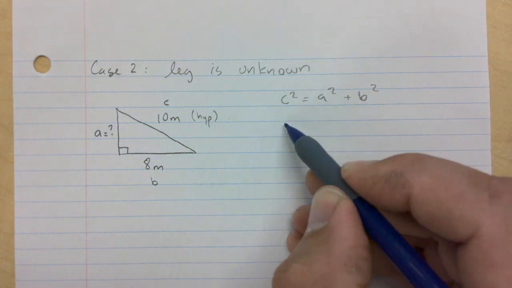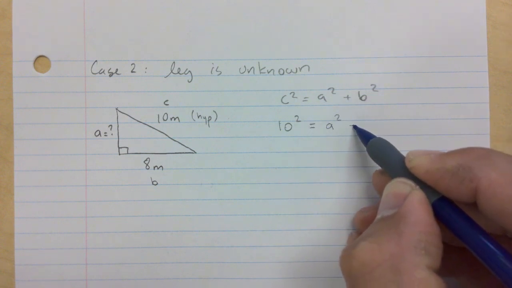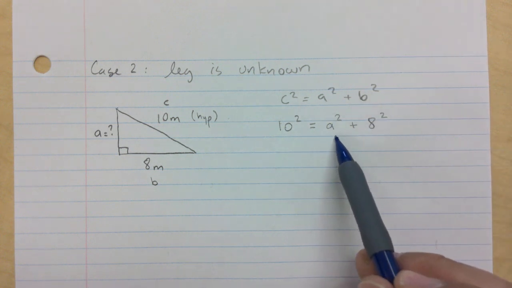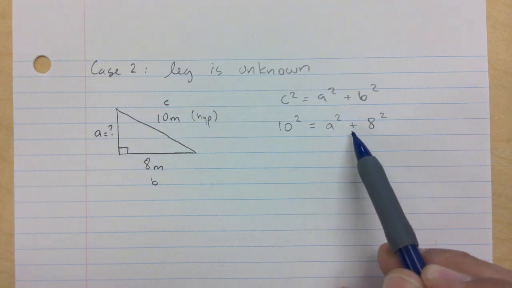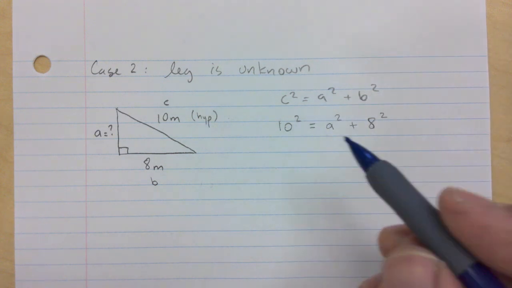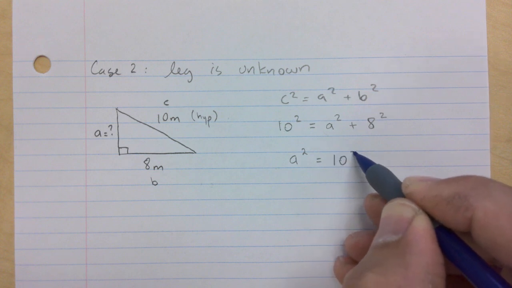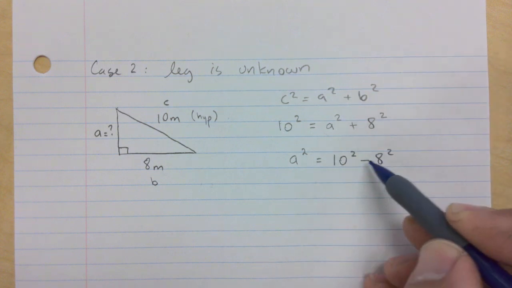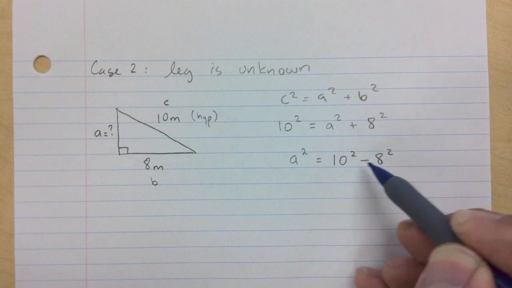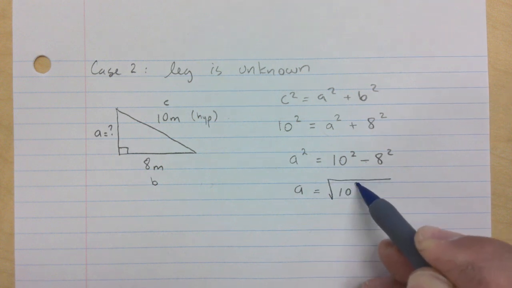Okay. So we would substitute the 10 in for C, square it. A, we don't know what it is. B, we know it's 8, and we would square that. Okay. Now, we want A isolated. We want it on its own. So instead of adding 8, we're going to subtract 8 squared from both sides. So basically what you end up with is that A squared, which happens to be a leg, is going to be 10 squared minus 8 squared. That's just how it is. Okay, you have to subtract. Always the hypotenuse will always come first, the longest side, and you subtract the other leg from it. To get A on its own, you would square root 10 squared minus 8 squared.